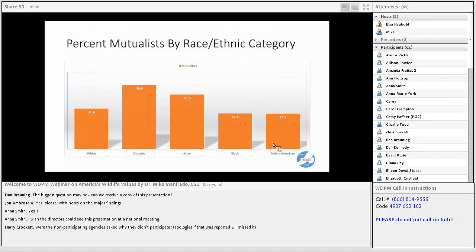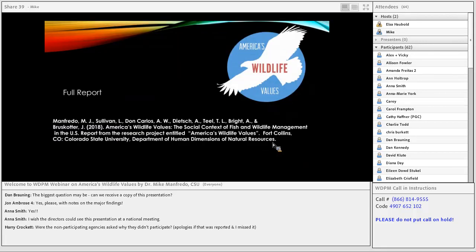When you look at that for mutualists, you see that Hispanics and Asians are really strongly represented in the mutualist category. And again, Black and Native American respondents tend to look a bit more like the Anglo than like Hispanics and Asians. So from our standpoint, it would be an intriguing prospect to understand more of what these growing underrepresented stakeholders are interested in.